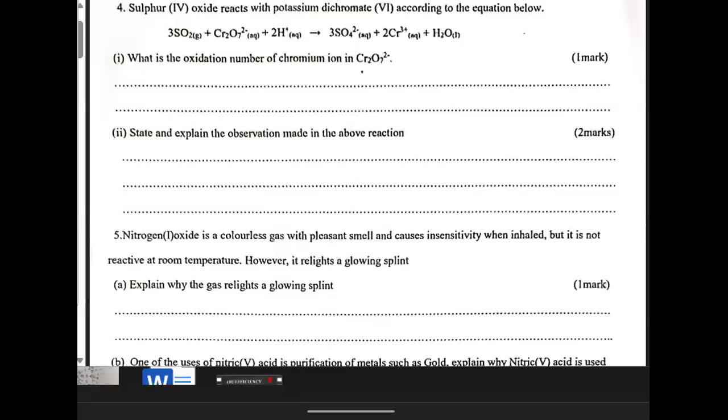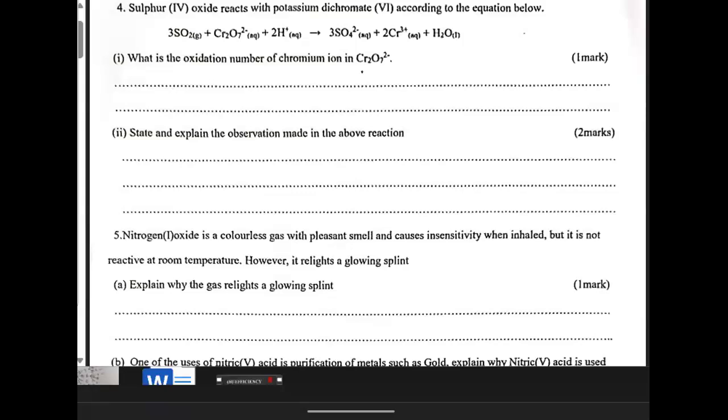But we can calculate. If you have studied electrochemistry, we can calculate how to get that plus 6 by saying that the oxidation number of any compound is 0. Say, for example, sodium chloride, it is 0. How? Sodium in the sodium chloride is plus 1.